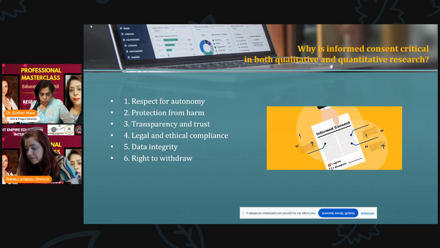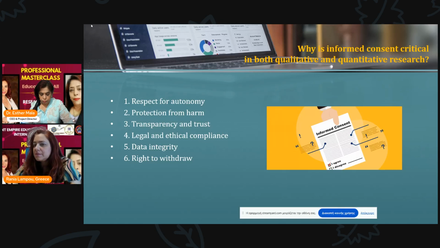The same applies in research design, and the first one is what we call informed consent. It's critical in both qualitative and quantitative research because it ensures respect for participants' rights, autonomy, and well-being throughout the research process. So why does it matter? Because participants have the right to make an informed decision about whether they want to take part in the study. This empowers them with clear information about the purpose, procedures, risks, and benefits, allowing voluntary participation. It helps protect participants from physical, psychological, social, or legal risks, because by understanding potential risks, participants can decide if they're willing to accept them.